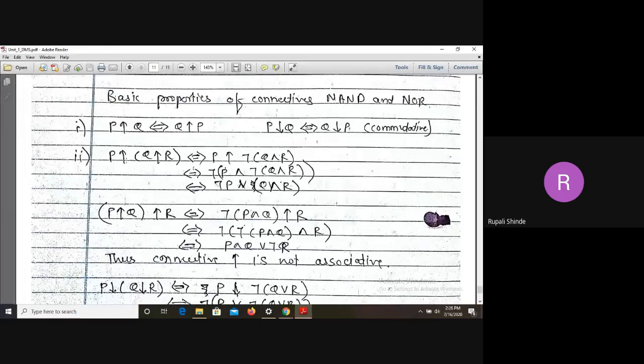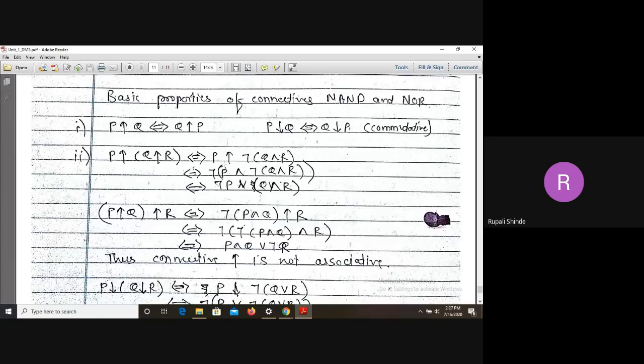Now solve the first formula, that is P NAND (Q NAND R). First of all, we have to solve this bracket. In order to solve this bracket, we have to remove this NAND. How to remove it? We have to take negation of Q and R. So here we have written that, and P NAND as it is. Now we have to remove this NAND. So negation of P and negation of Q and R.